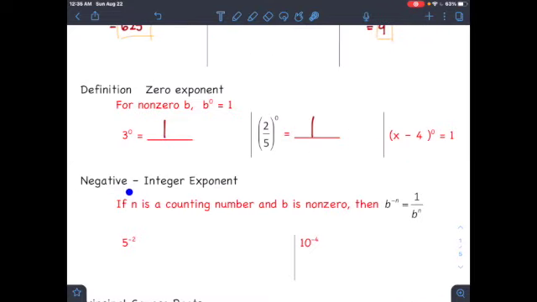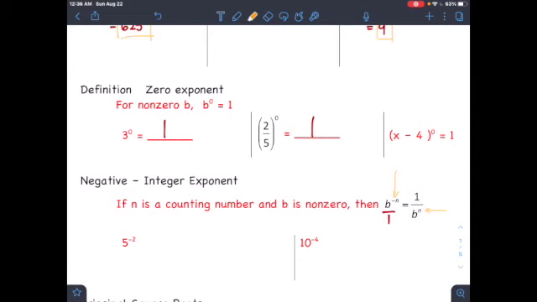Going on to the next rule. Negative integer exponents. If n is a counting number, again 1, 2, 3, 4, 5, and so on, and b is non-zero, which could be anything except 0, then b to the -n power. That negative symbol right here tells you to flip the top to the bottom. So in this case, b is kind of like over 1, and then you do a flip. Please recognize the negative sign is gone, so it becomes a positive n.